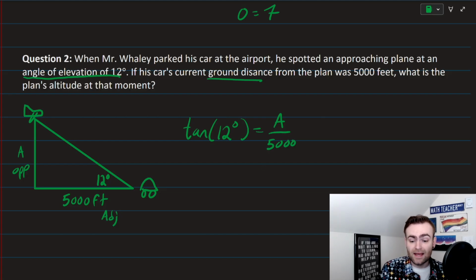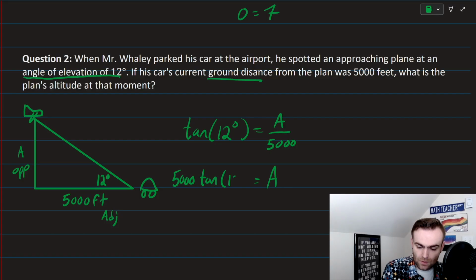And we're going to solve for the A. How do we get the A alone? Well, we're dividing by 5,000, so let's multiply by 5,000. So that means that A is equal to 5,000 times the tangent of 12 degrees. Now, this is not something that you can do by hand.